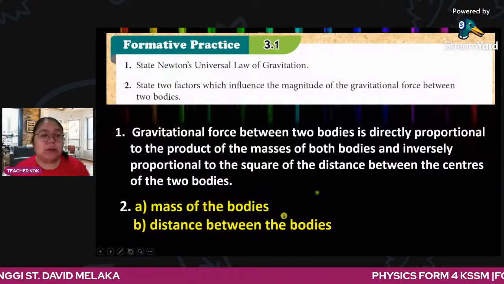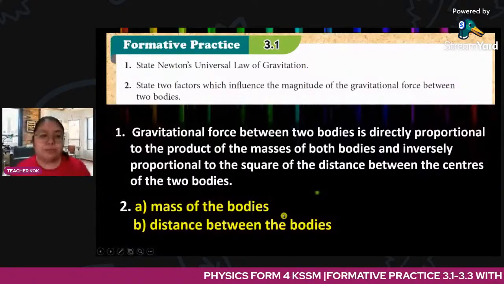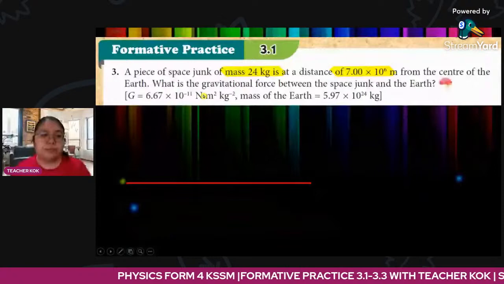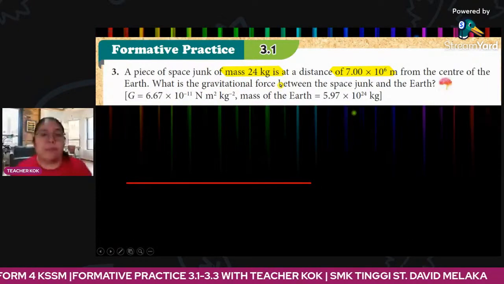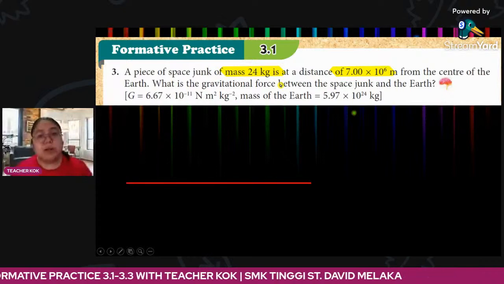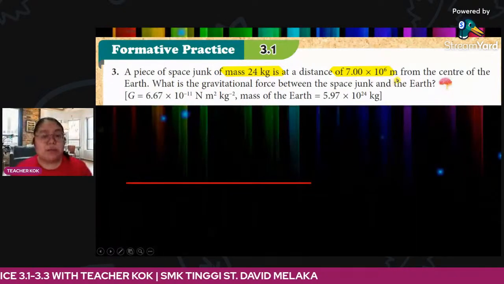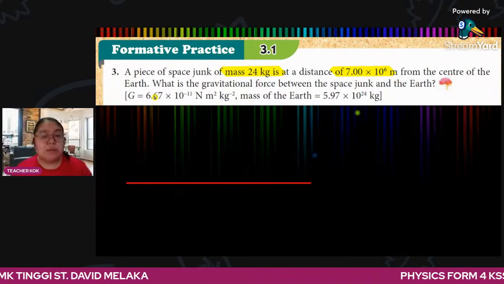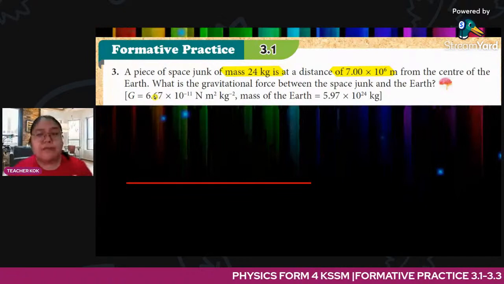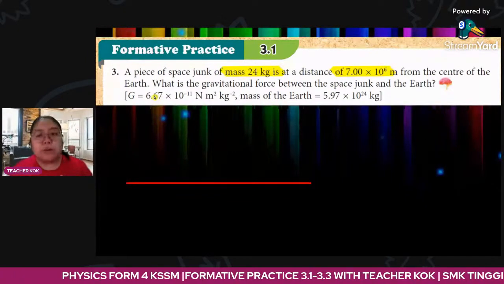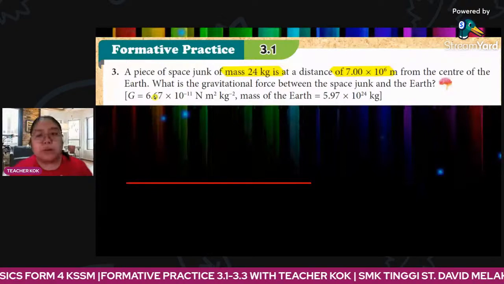Okay, then we go to question number 3. Question number 3 is a calculation. A piece of space junk of mass 24 kg is at a distance of 7 times 10 power of 6 meters from the center of the Earth. So they have one object with mass 24 kg, and the distance is 7 times 10 power of 6 from the center of the Earth. Now they ask you what is the gravitational force between the space junk and the Earth.